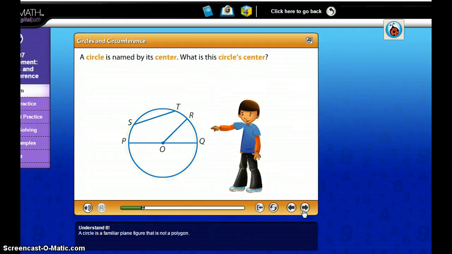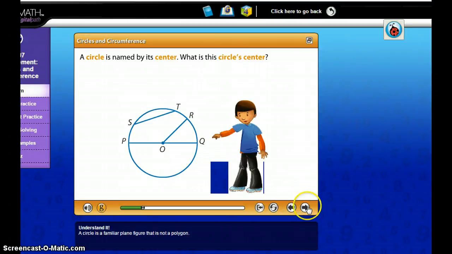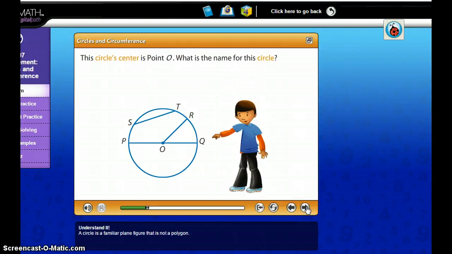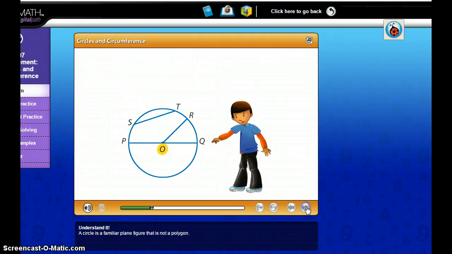A circle is named by its center. What is this circle's center? Center point is O, so this would be called circle O. This circle's center is point O. What is the name for this circle? The circle shown is circle O.